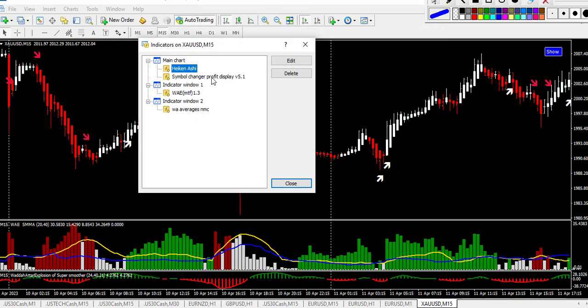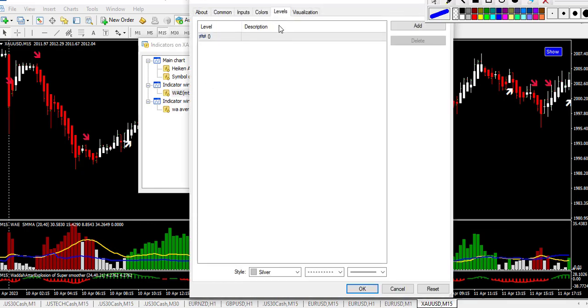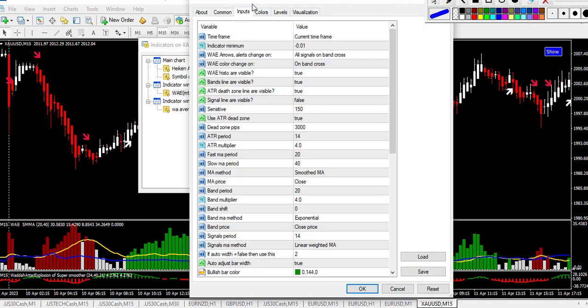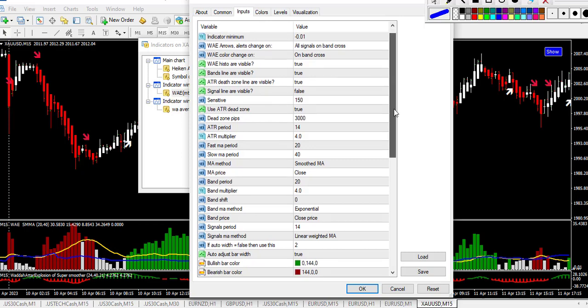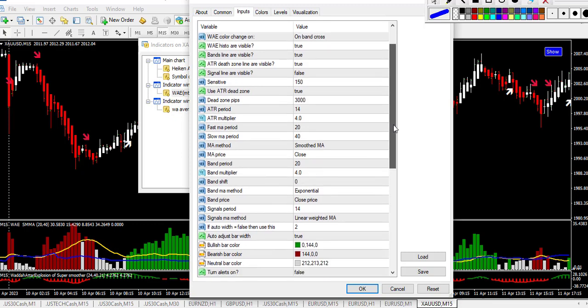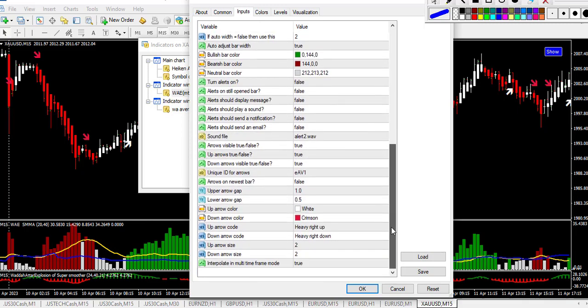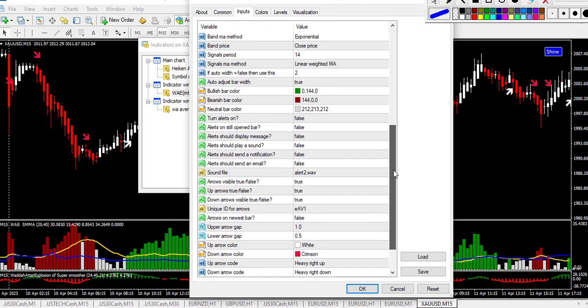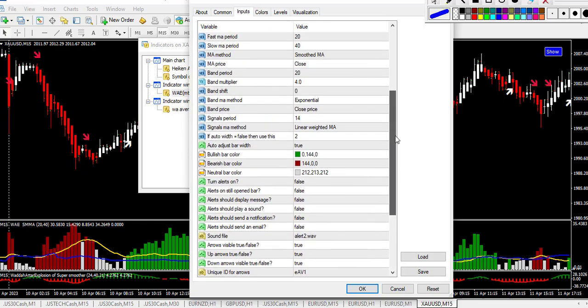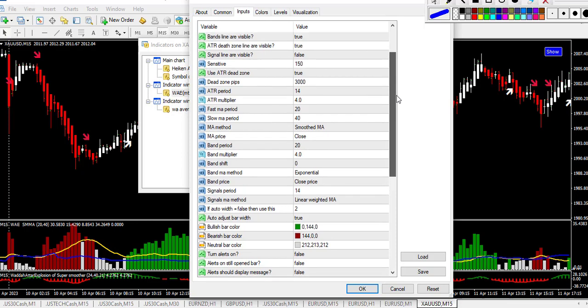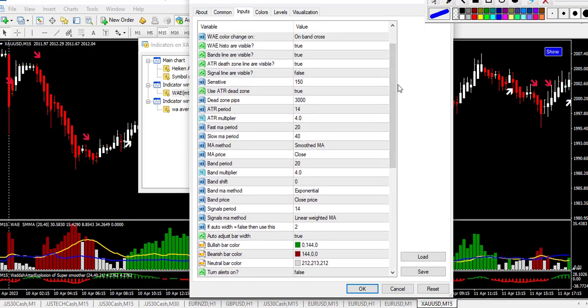Then the second indicator, which I'm not going to explain, is the symbol changer profit indicator. Then the other indicator we have here is the WAE indicator, and these are the values for this particular indicator. You can pause the video and set it up accordingly. So this is just the value. Make sure you pause the video and enter the values accordingly. Then if you want to play with the values, you can do so.